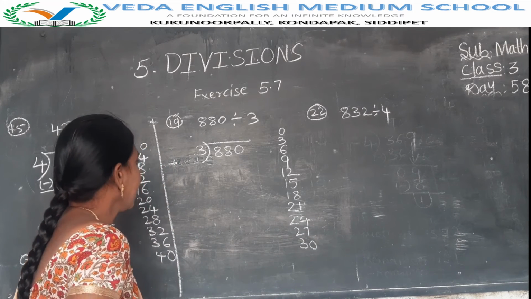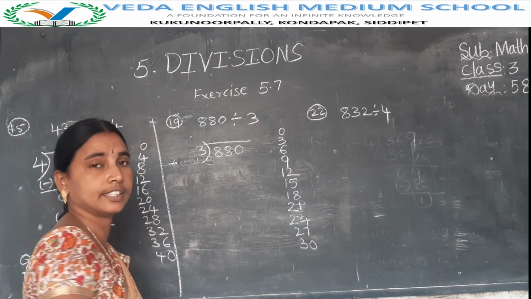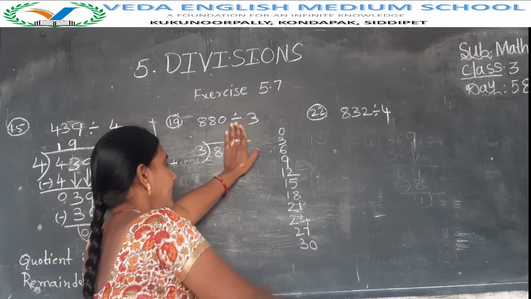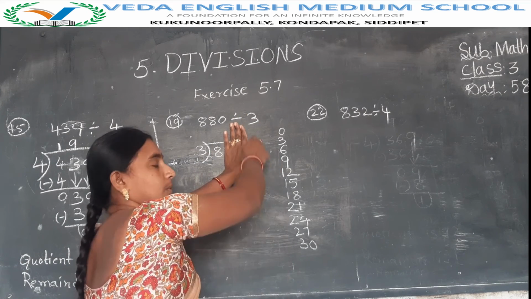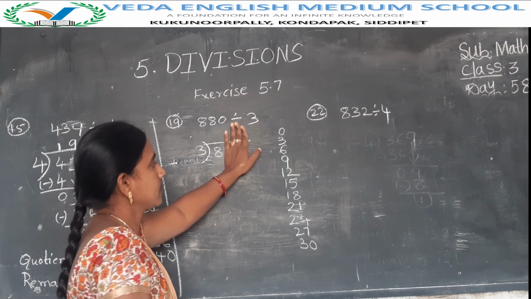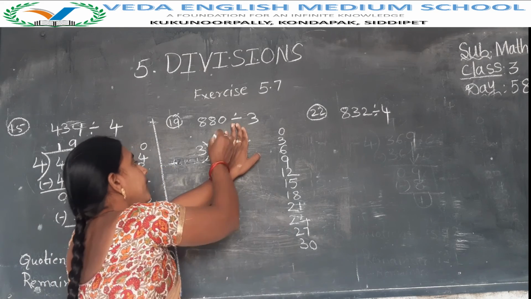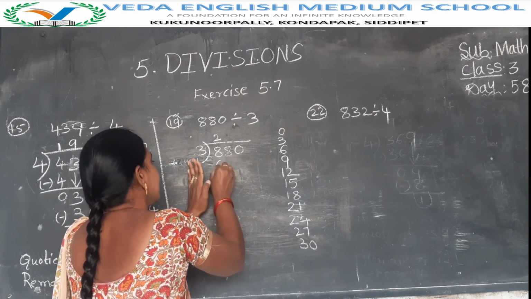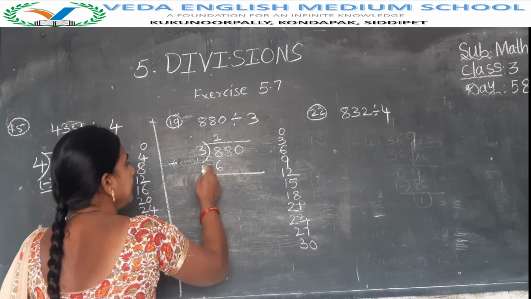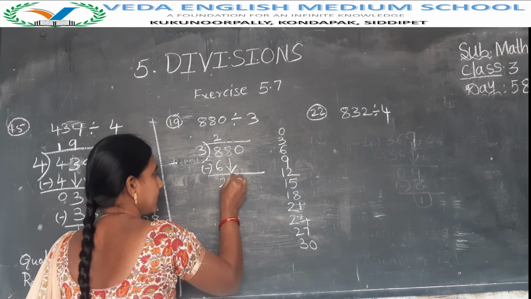Okay? See Nana, in this problem take only one digit, that is here the first digit. What is the first digit here? 8. See Nana, 8. Now find out the nearest to 8 in this table. 6 and 9. So now take only 6. How many times 3 is 6? 1, 2. 2 times 3 is 6. So now here 3 twos are 6. Okay. Now do the subtraction. 8 minus 6 is 2. Now bring down, that is the 8.